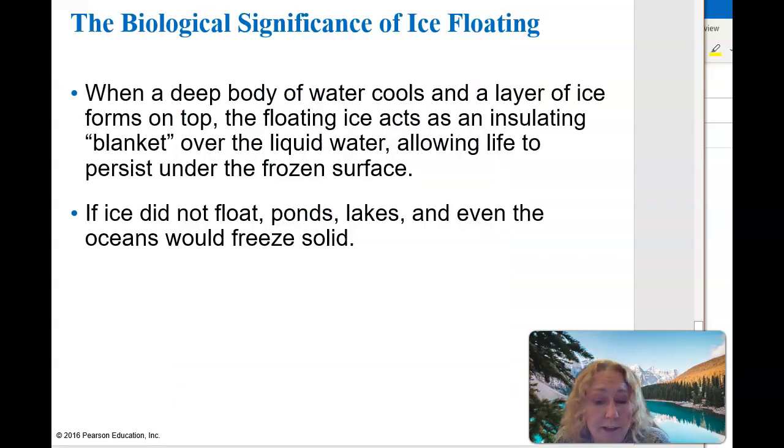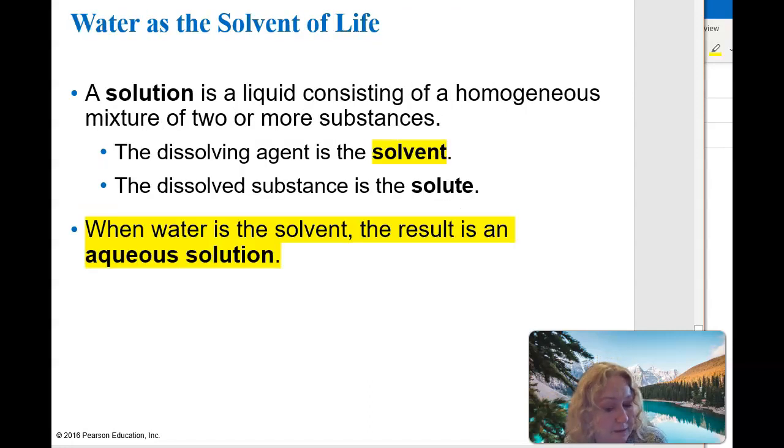When a deep body of water cools and a layer of ice forms on top, it's almost like an insulated blanket that allows the animals to live underneath and stay warm, and it can persist under that frozen surface. If ice did not float, ponds, lakes, and oceans would freeze solid. If it didn't float on top and keep everything else insulated, if it froze from the bottom, everything would just be frozen solid. And your little fish self would just be like, oh, frozen. So ice floating, it's kind of a big deal.